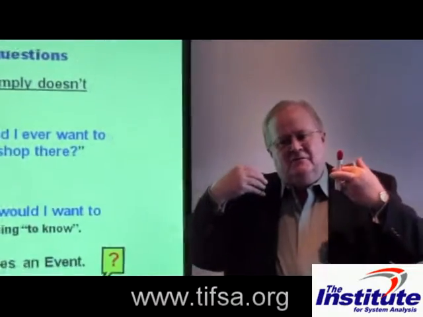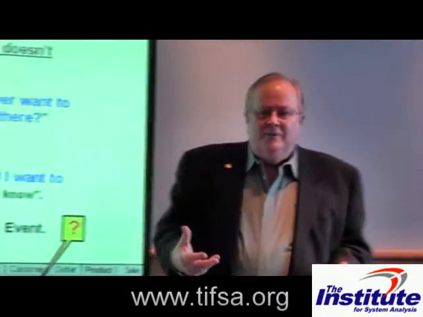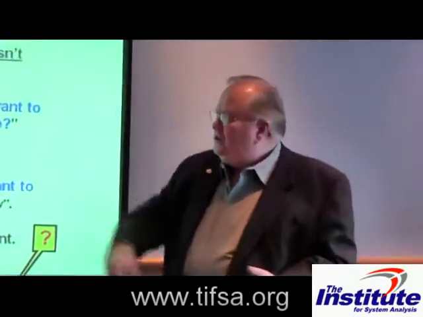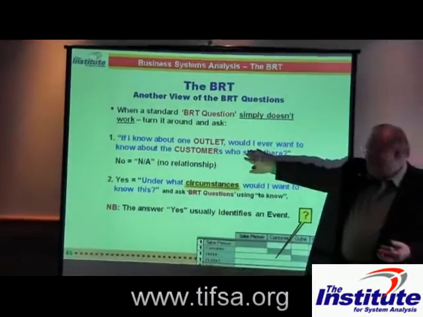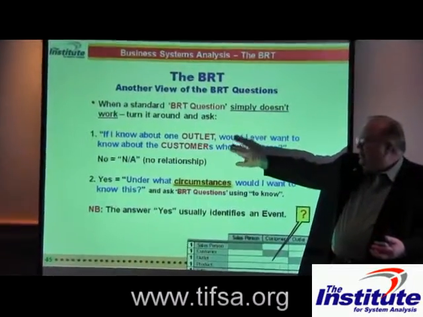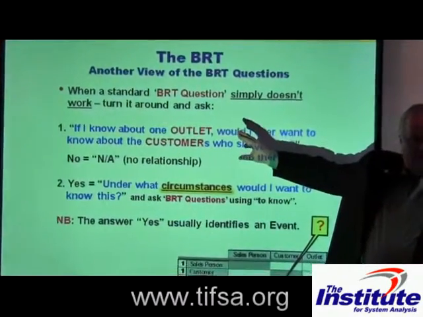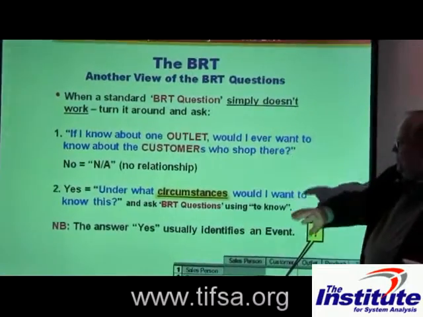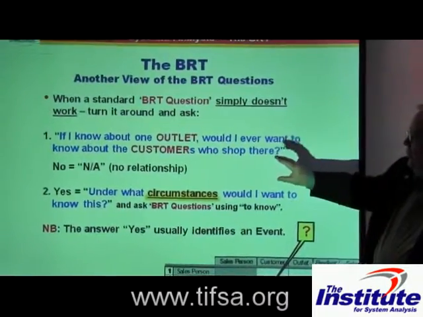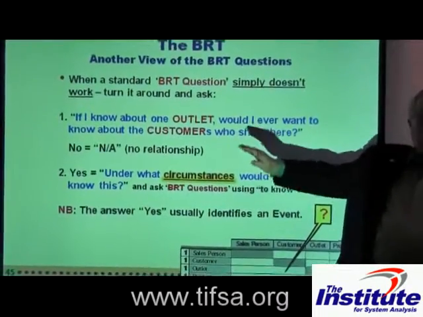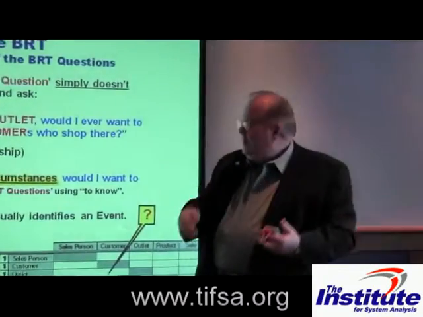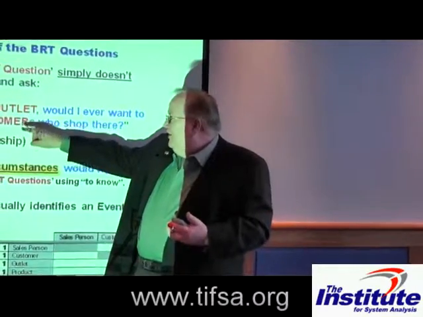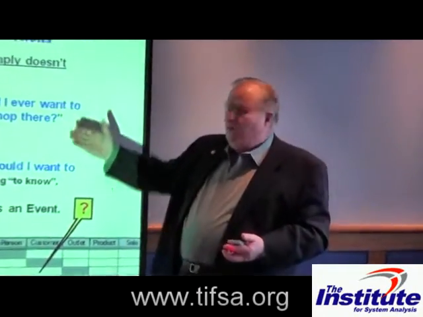So when that happens, or you find that the grammar is very, very difficult to deal with, before you ask the question, you step back and say, well, look, an example here would be between outlet and customer. But if you know about one outlet or one store, would we ever want to know about the customers who shop there? So if we didn't know how to structure the question in terms of the relationship between outlet and customer, we can ask it this way.